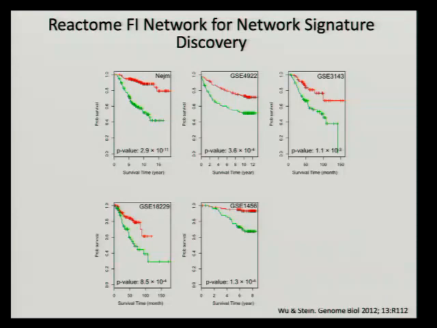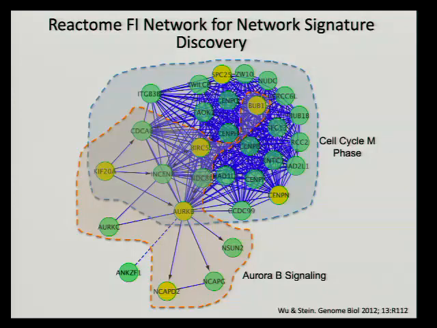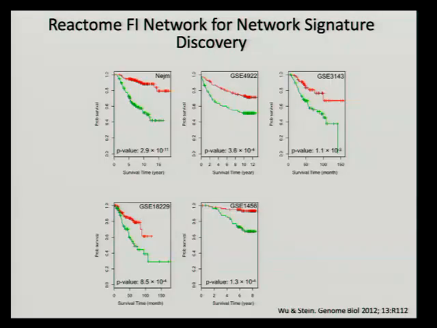So in this case, we use one specific module, actually the first module. We divide our samples into two groups: the first group having high expression values in this module, and the second group. As you can see, using 5 independent breast cancer data sets, we can get very significant p-values from survival analysis. So here are the actual genes involved in this module we used for this survival analysis.